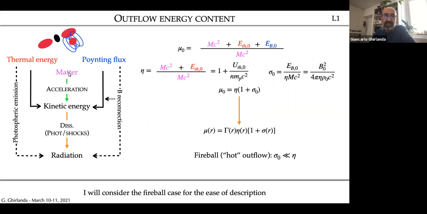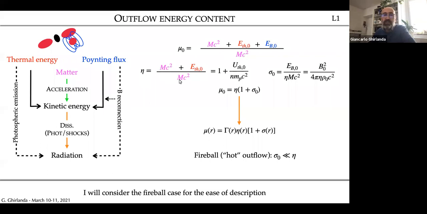During this phase, most of the internal energy in any form is converted into kinetic energy. At some point, you have a dissipation event, which can be either the outflow becoming transparent, so having photospheric emission, or the development of instabilities that can lead to the formation of shocks, which are responsible for emitting photons. And here is where you produce the radiation. You can have channels which produce radiation directly through, for instance, photospheric emission or magnetic reconnection. Magnetic reconnection can also pump part of the energy during the acceleration, which is then reconverted to kinetic energy.